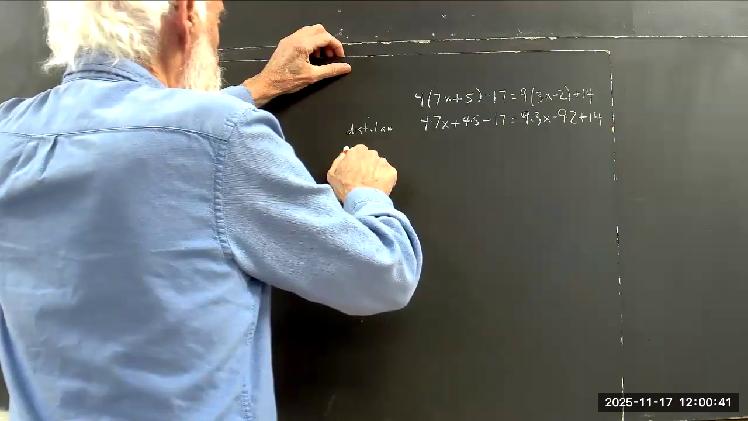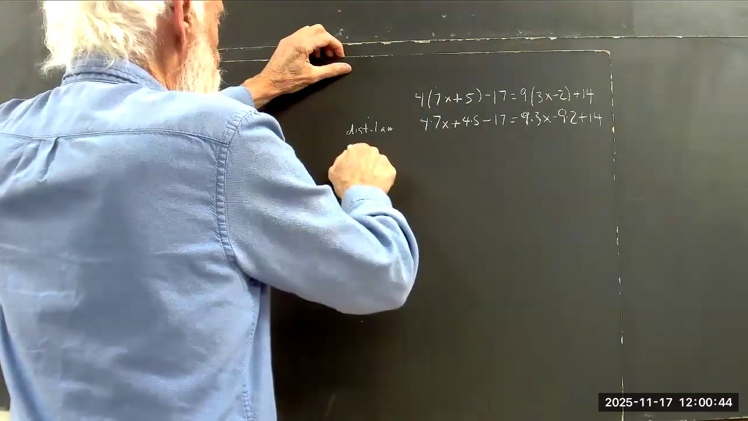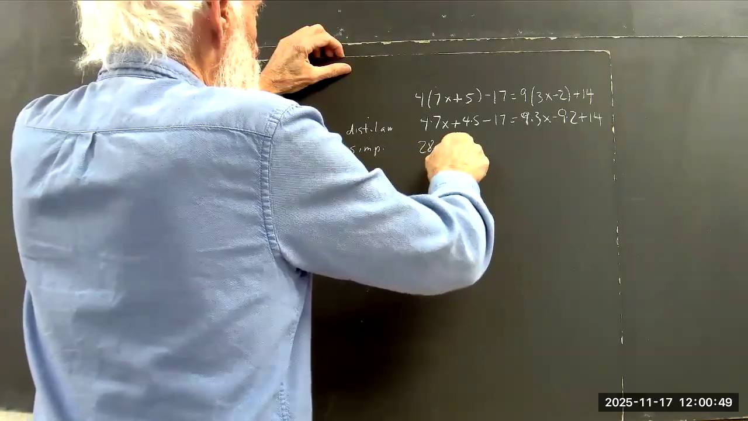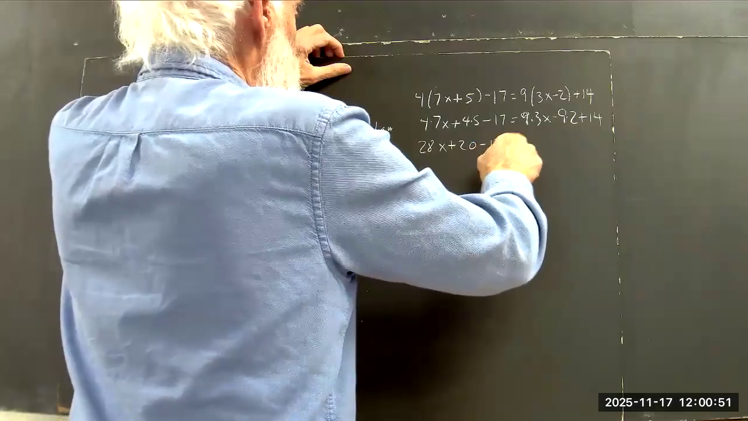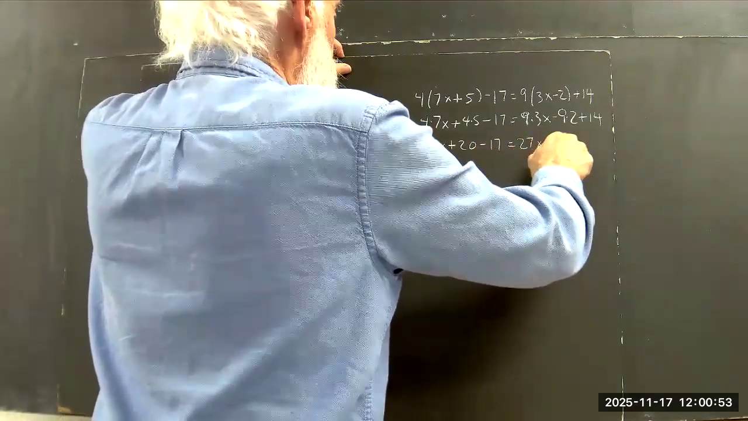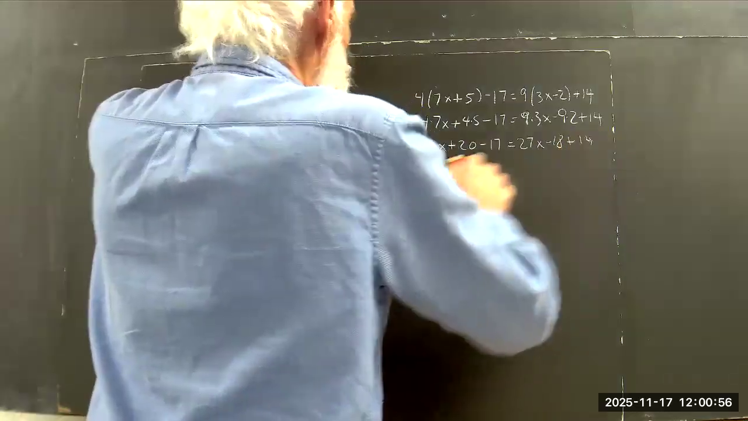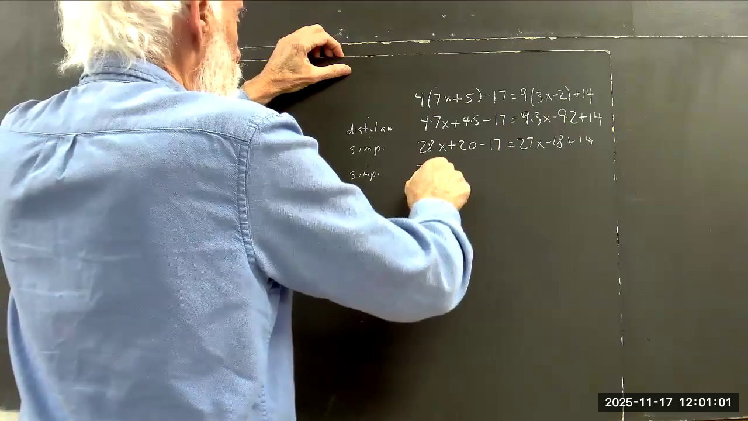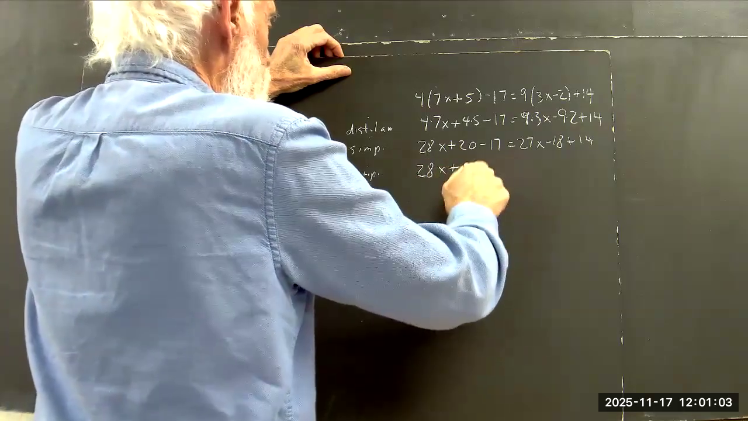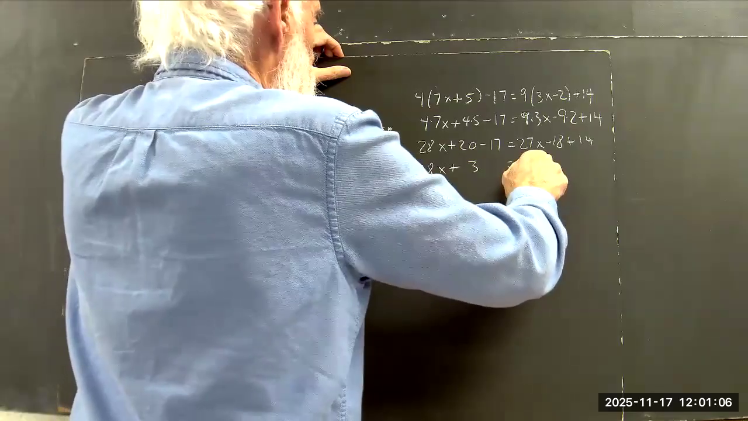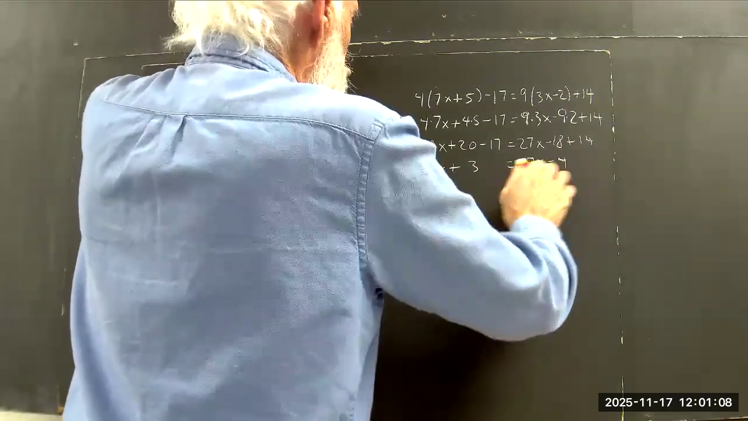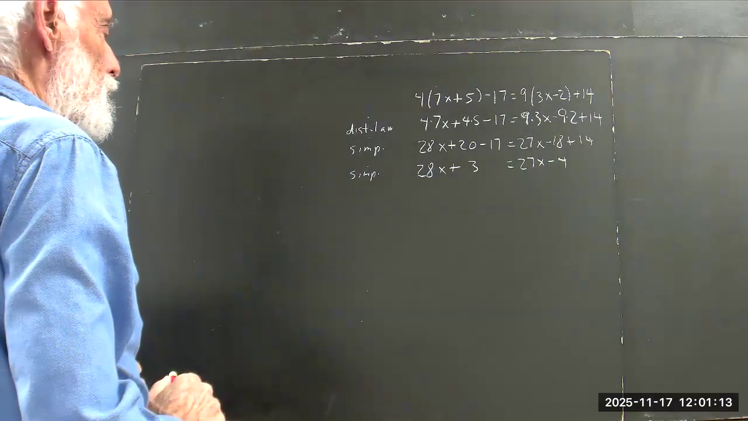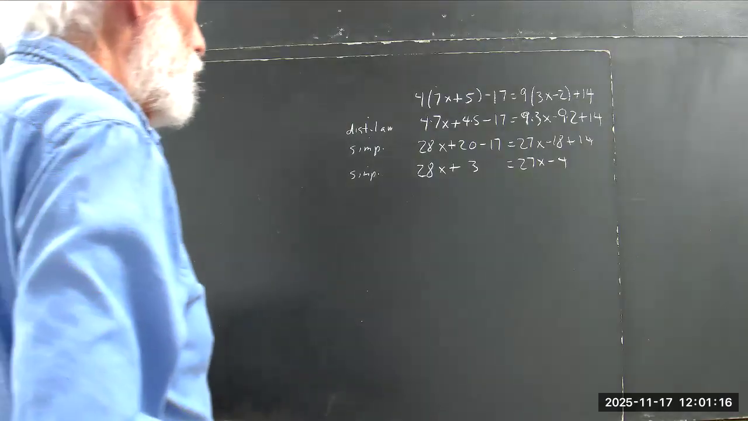Okay, well, simplify. 28x plus 20 minus 17 equals 27x minus 18 plus 14. Simplify. I add the 20 to the negative 17. I get negative 3. Now I get 27x minus, oh, heck. How could this happen?